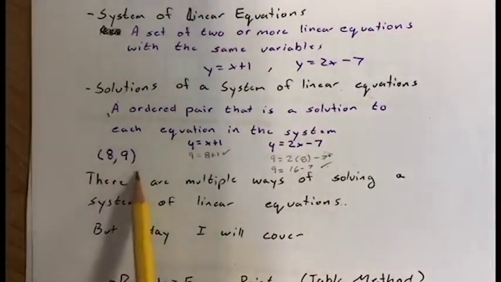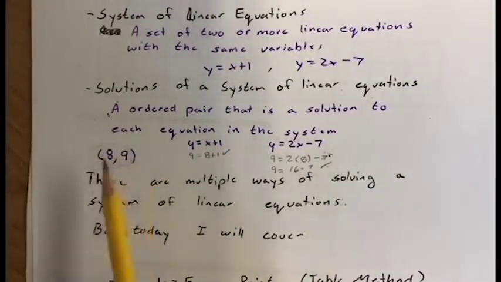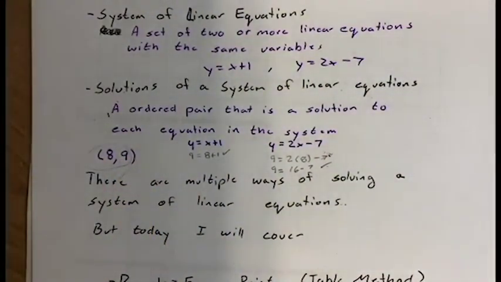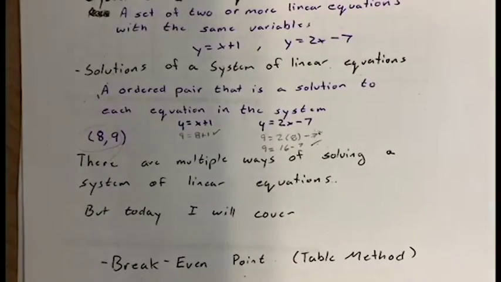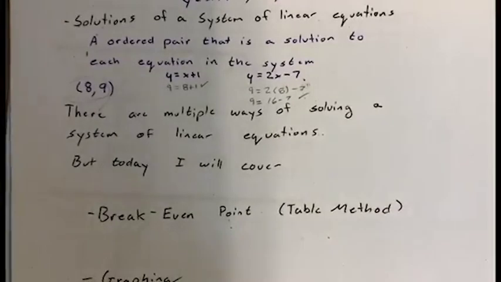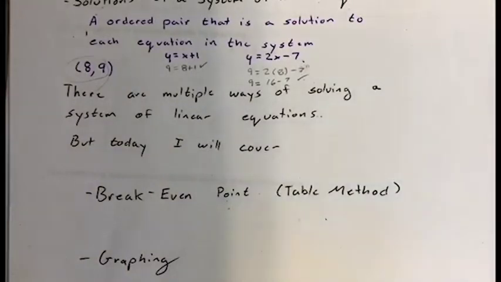So how did I even get this ordered pair in the first place? Well, there are multiple ways of doing it. Today I'm only covering two. First off is what we call the break-even point, also known as the table method. It's actually the most boring and most aggravating method, but a lot of people, especially those just beginning to understand this, like it.